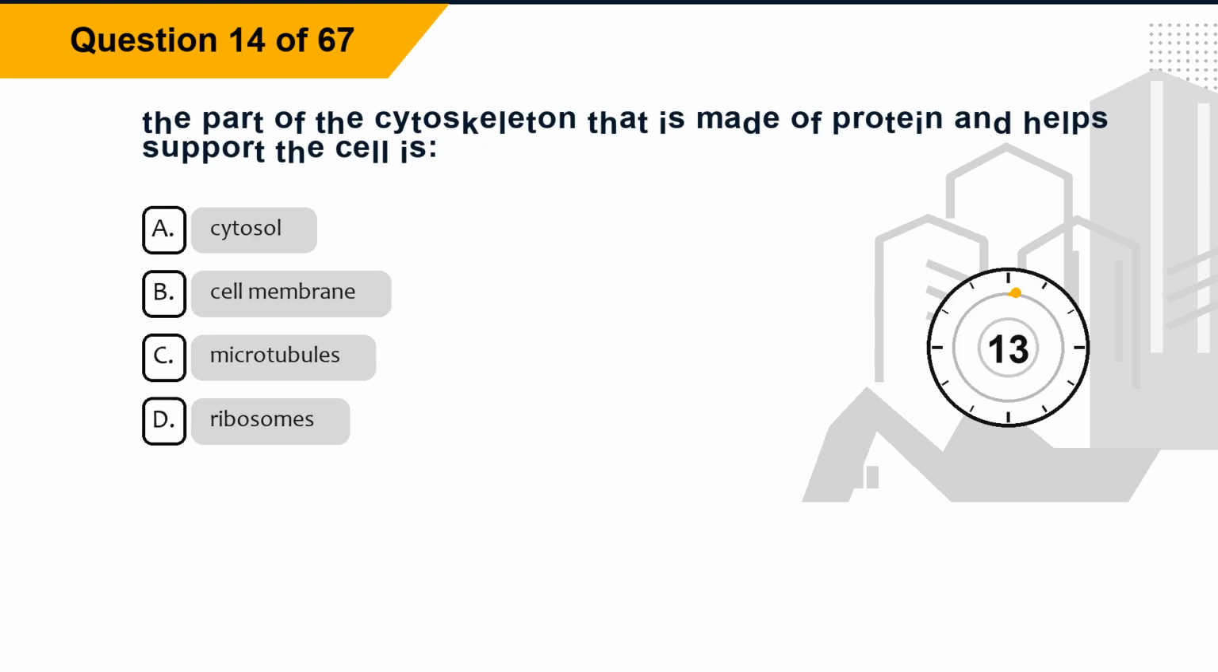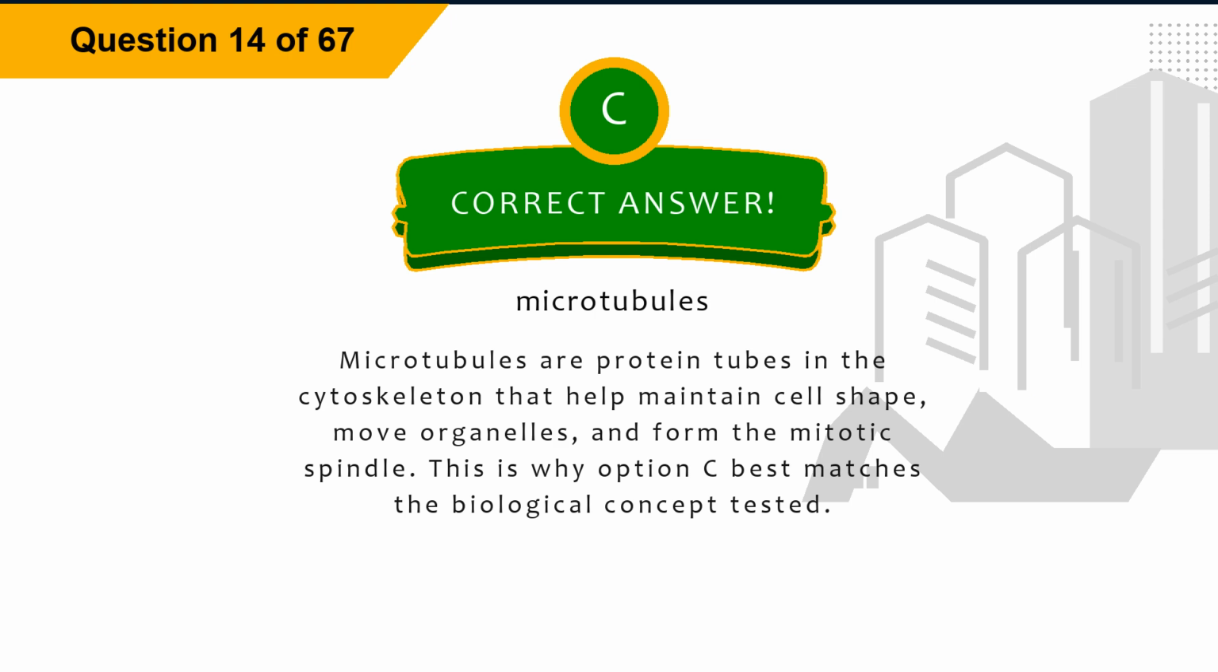Question 14. The part of the cytoskeleton that is made of protein and helps support the cell is option A, cytosol. Option B, cell membrane. Option C, microtubules. Option D, ribosomes. The correct answer is option C, microtubules. Explanation. Microtubules are protein tubes in the cytoskeleton that help maintain cell shape, move organelles, and form the mitotic spindle. This is why option C best matches the biological concept tested.